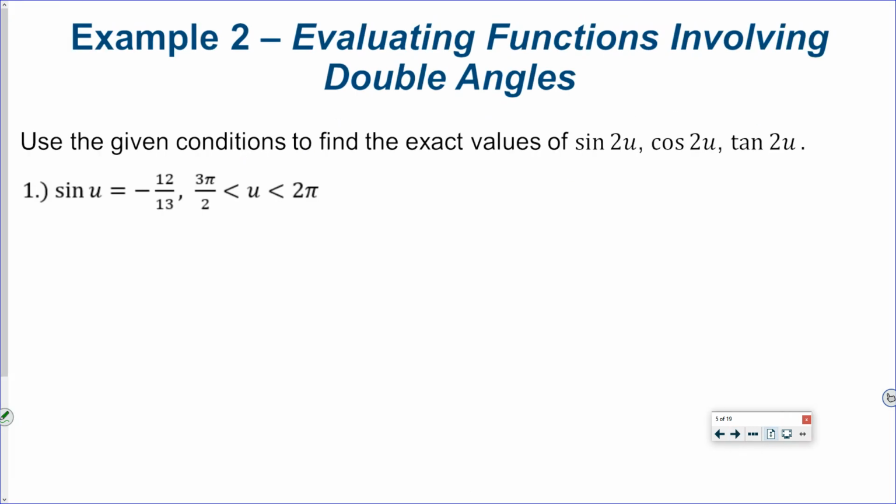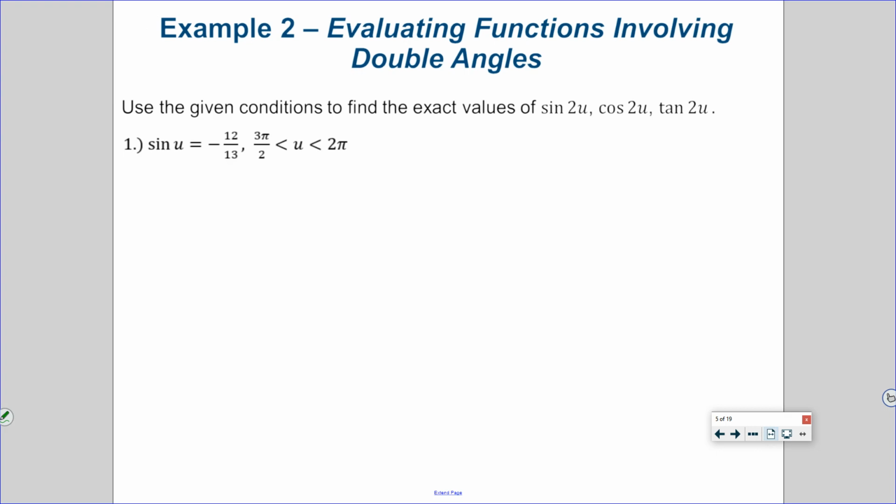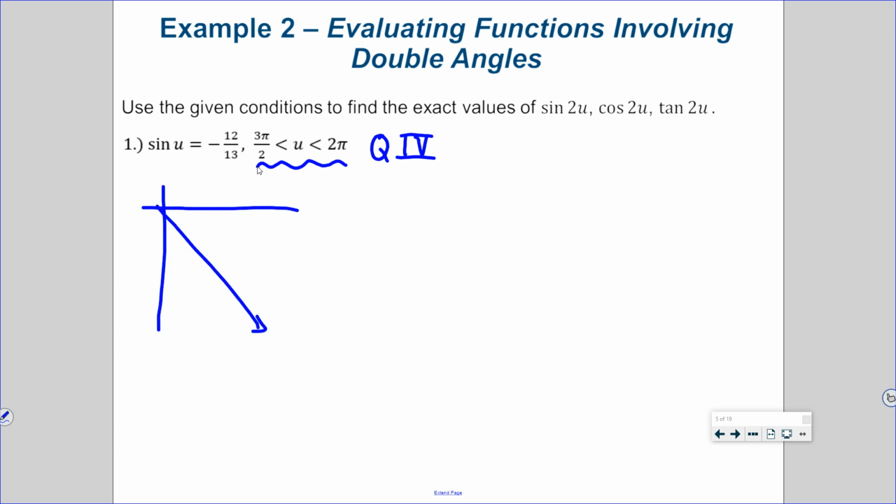All right, use the given conditions to find the exact value of the sine of 2u, cosine of 2u, and tangent of 2u. They don't even tell us what the angle is, but they give us the sine value for that angle u, and they tell us what quadrant the angle's in. Which quadrant, folks? Four. Okay. Now we're not going to use the inverse button in our calculator. We're just going to draw a picture. We know this angle's in quadrant 4.